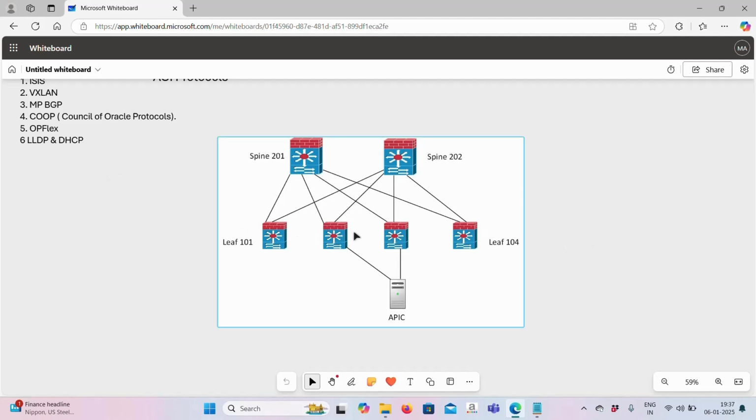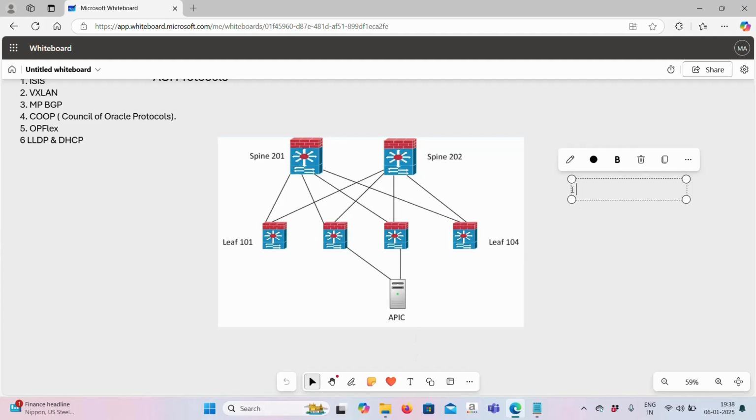So ACI is a layer 3 fabric, guys. So the connectivity between the leaf and the spine switches is layer 3 connectivity, and we are using ISIS as a routing protocol here. So ISIS is basically your underlay routing protocol which is running between the leaf and the spine switches. This point-to-point connection between the leaf and the spine is your layer 3 connection, and we are using ISIS as a routing protocol.